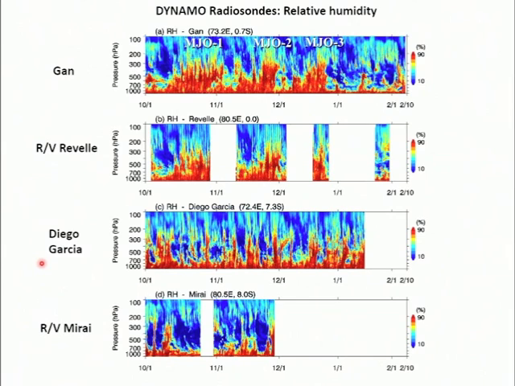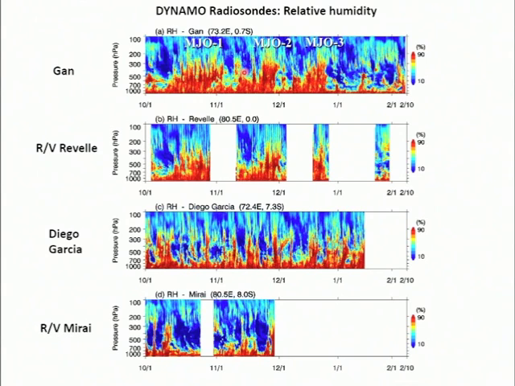Typical observations during DYNAMO are shown in this figure, where I show the relative humidity observed by radiosondes as a function of time and altitude over the island of Gan, over the Revelle, over Diego Garcia, and over the Mirai. Over Gan, you can see very clearly the several MJO events that I was just describing appearing in the relative humidity field, and it's very clear that humidification of the lower troposphere was preceding humidification at higher and higher levels, as suggested by many theories.